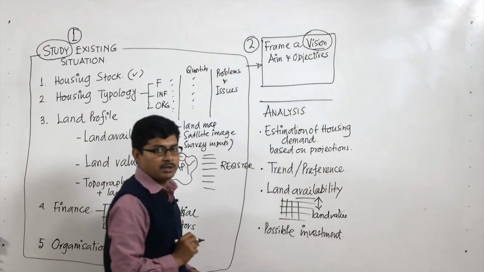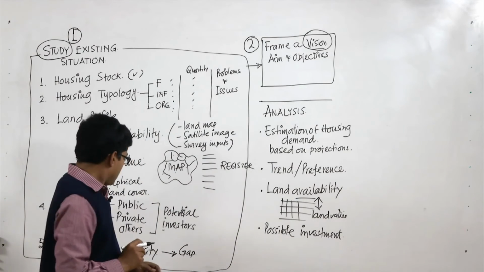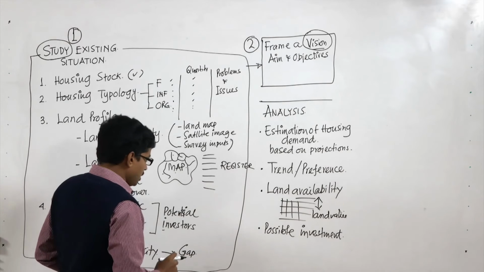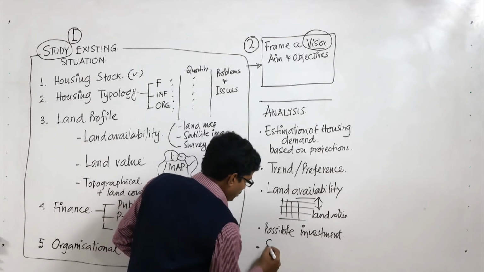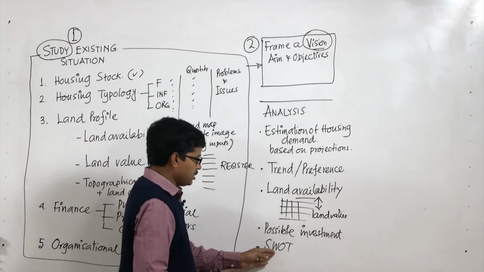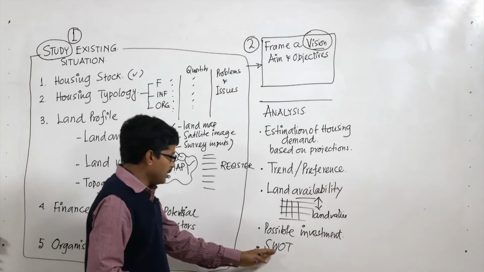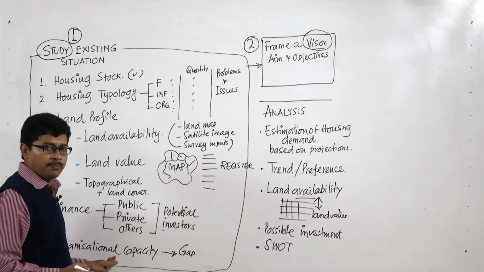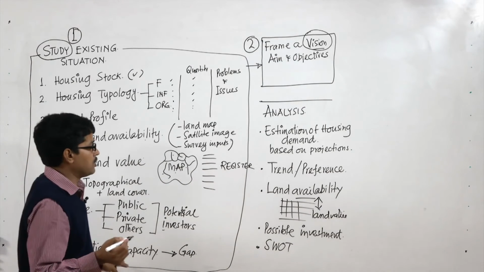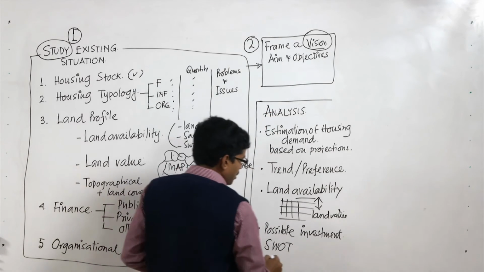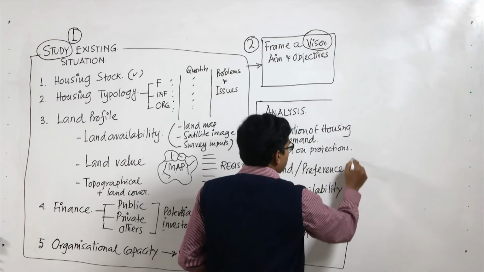Possible investment, so estimation of investment from the data. And for the organization, we can make a SWOT analysis: strength, weakness, opportunity and threat. This analysis will tell the strength of the organization, weakness, and what are the opportunities and challenges for the organization. After this analysis, this is the third stage we are making for this housing strategy.